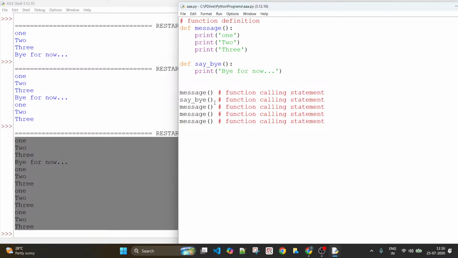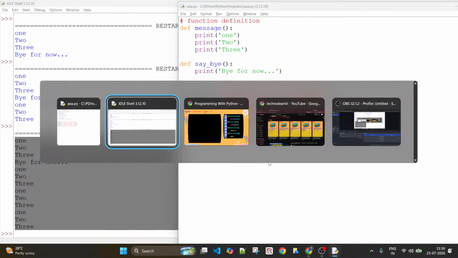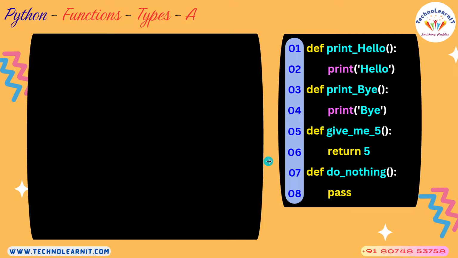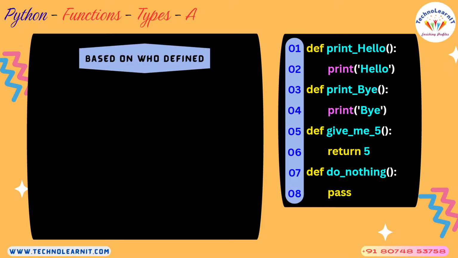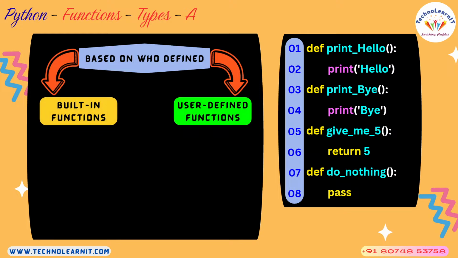All right. Next thing I want to really focus upon now is the types of functions. Okay. So functions can be classified into types based on different categories. And here we are going to categorize the functions based on who has defined those functions. So there are two types based on who has defined those functions. One is built-in functions and the second one is user-defined functions.